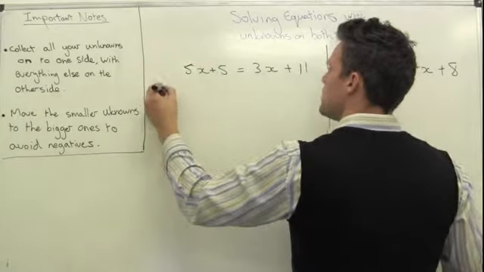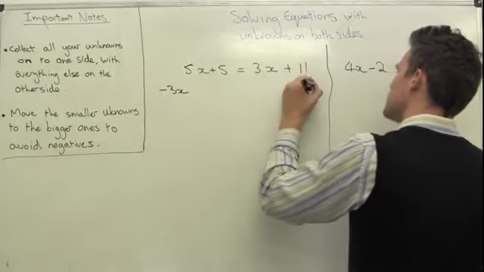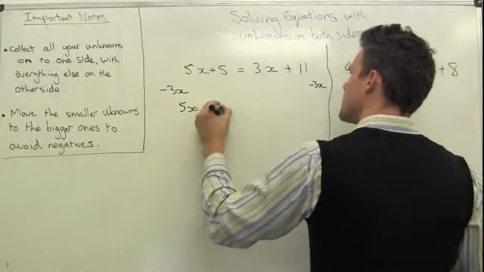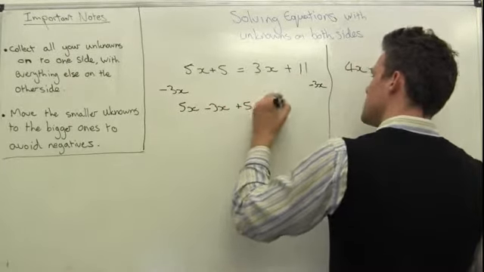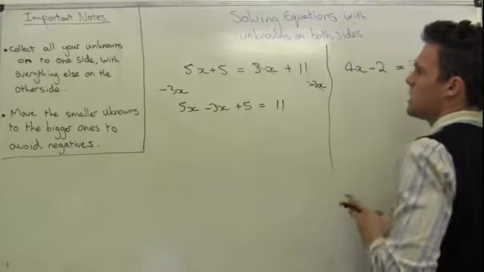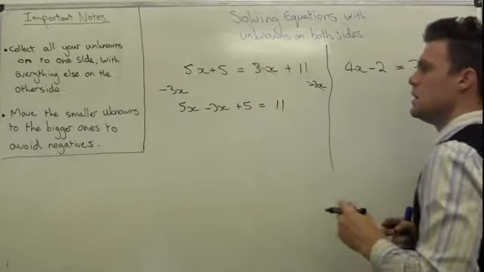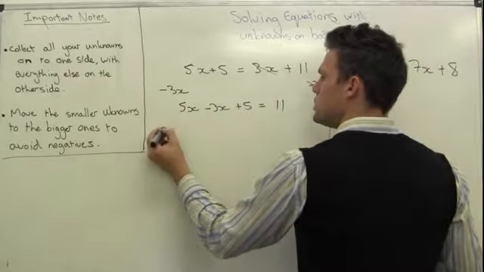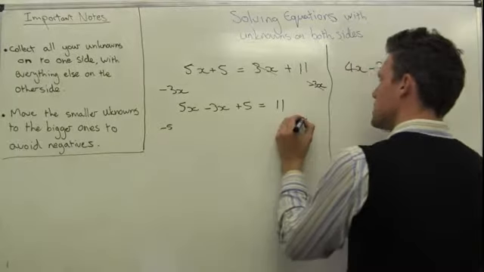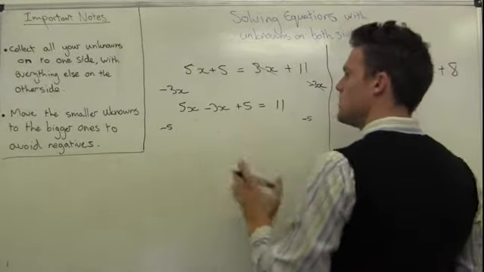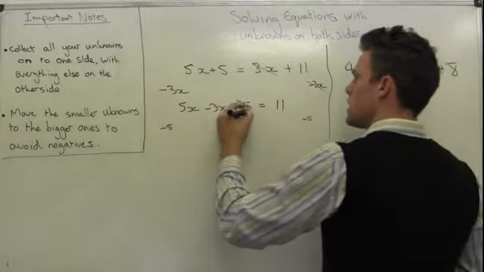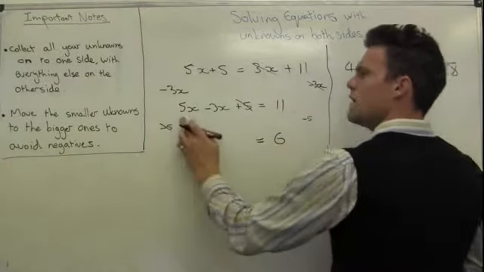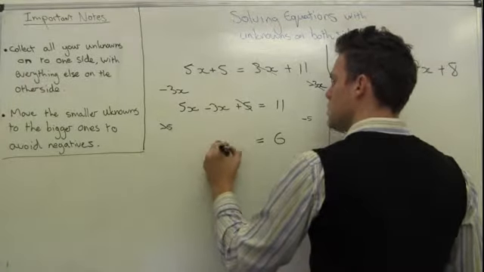So what I'm going to do is subtract 3x from both sides. Here I get 5x minus 3x plus 5 equals 11, because obviously this 3x and the negative 3x cancel. Now I'm going to collect these like terms, and at the same time, I'm going to subtract 5 from both sides. The reason I'm subtracting 5 is I want my x terms to be by themselves. So I subtract 5, they cancel, and 11 take away 5 gives me 6. 5x minus 3x gives me 2x.